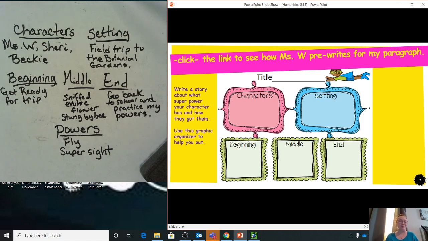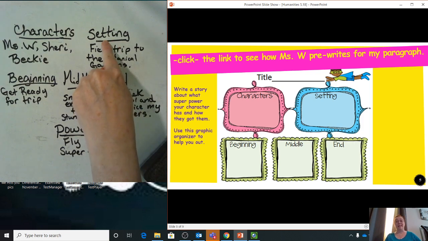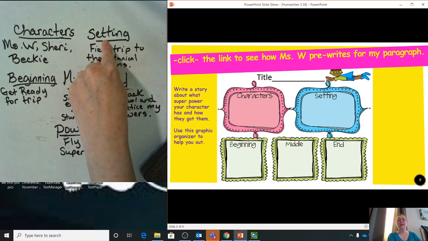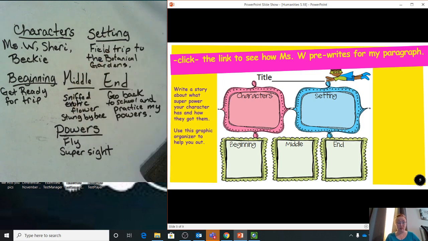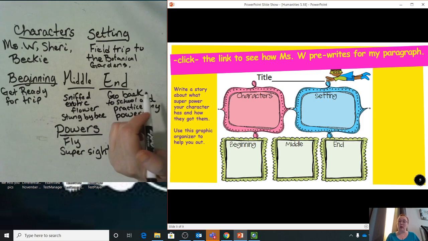That's up to you. Now we need a setting. What is a setting? Do you guys remember what a setting is? The setting is where and when it takes place. Not just where, but when. Okay? So the setting of my story is going to be a field trip to the botanical gardens. And if you know what botanical is, it's the flower gardens, right?